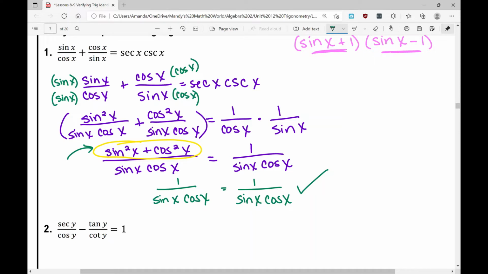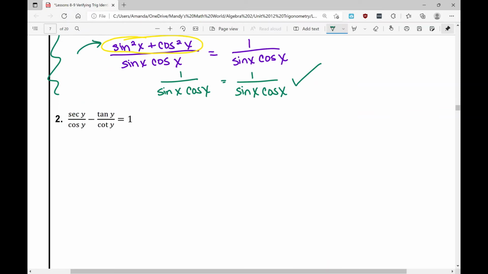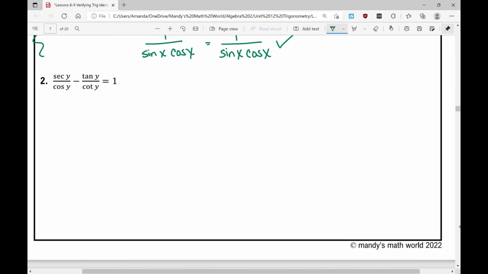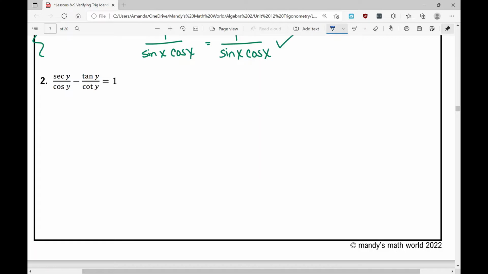And remember, it's not the very last step that's important, it's all of these steps. We're proving it. So I need to show the logic and show the steps and the progression of the logic through this proof. Let's move on to, let's do blue for this one.